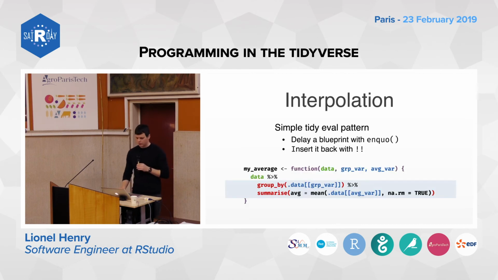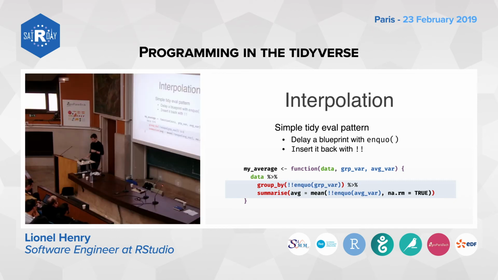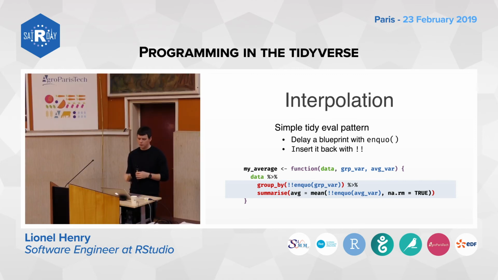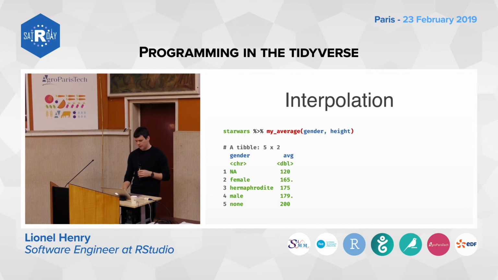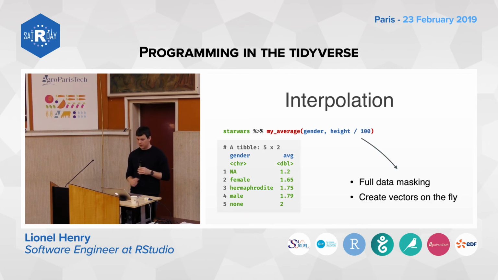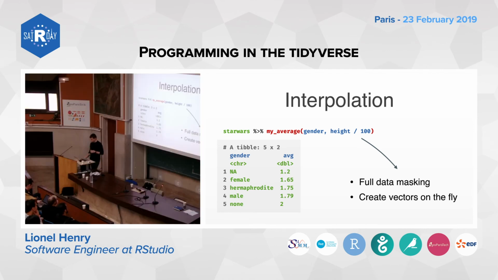So if we take our functions from before, which takes a grouping variable, an average variable, and that subsets the data pronoun with it, we can replace this by bang bang, enquo, and the two variables. And that creates the interpolation pattern. We have delayed the blueprint for group var, for average var, and then we insert it back in the blueprint captured by group by and in the blueprint captured by summarize. And now we have a full Tidyverse function. You can refer to the column names unquoted. You can create new vectors on the spot. You have the full data masking here in your function.